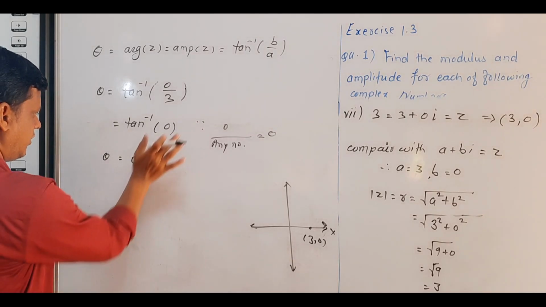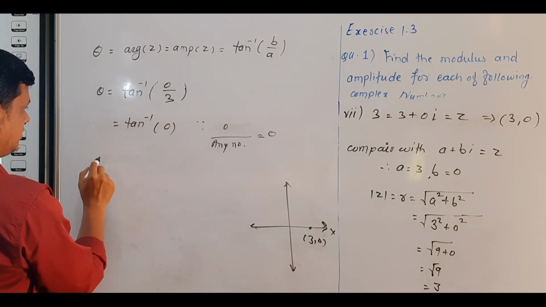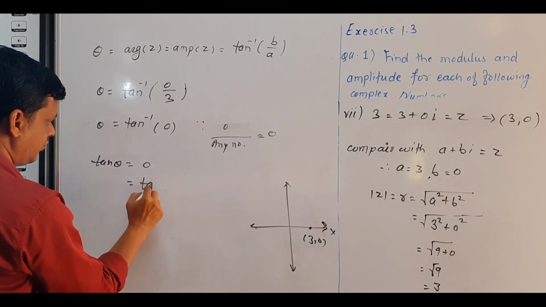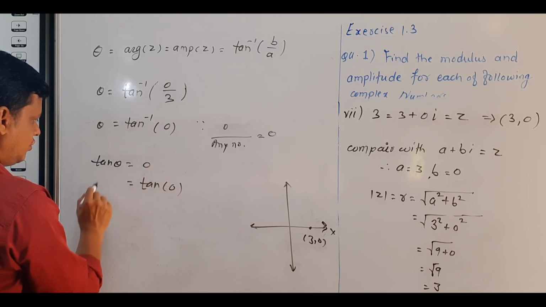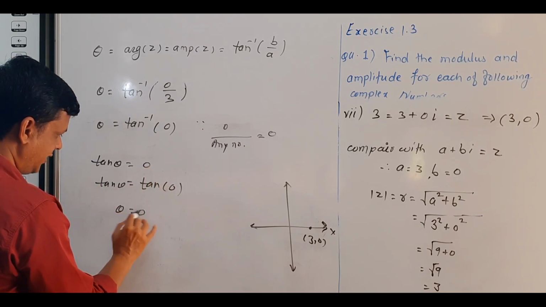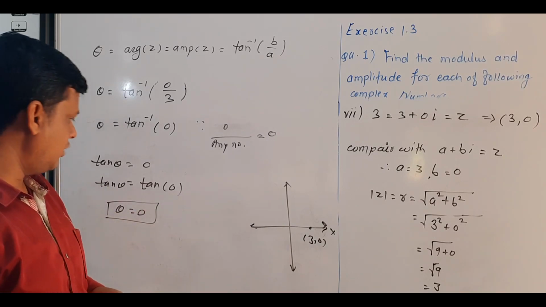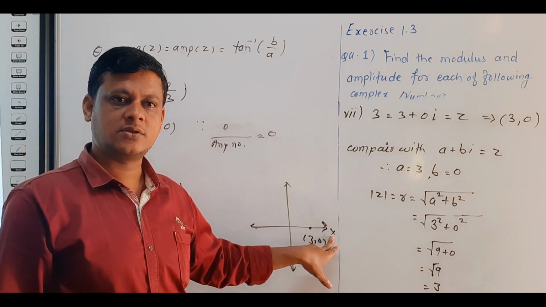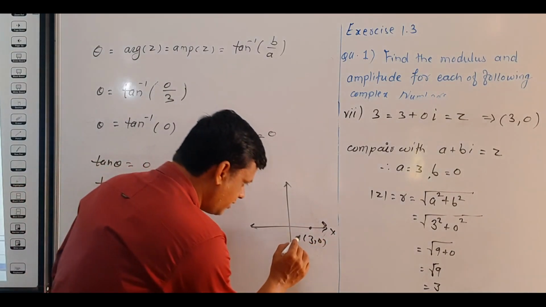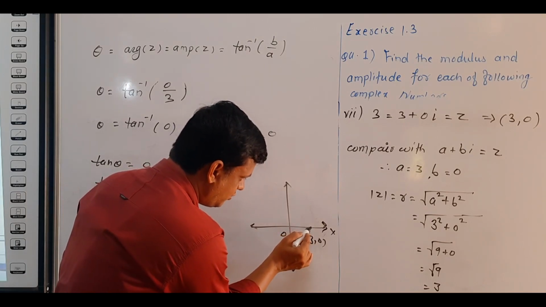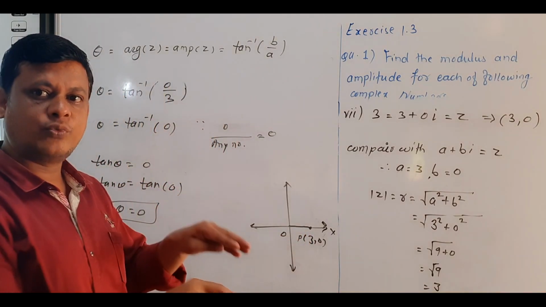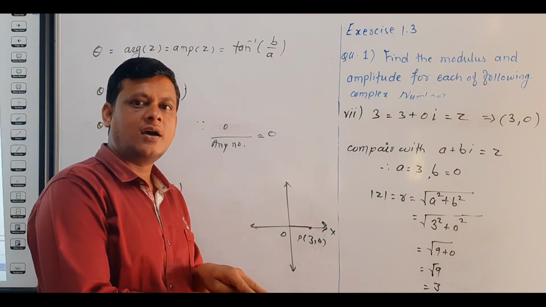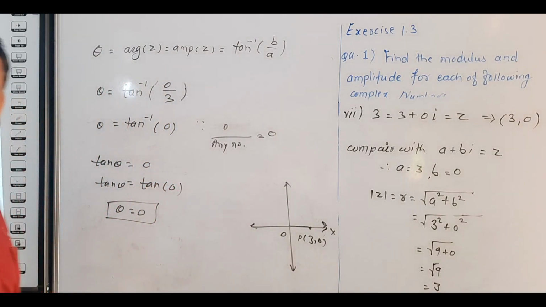You can write it here, or you can add one step more. When we transfer this tan inverse to the left hand side, we get tan theta is equal to 0. So you can write tan 0 is equal to 0. So after comparing, you get theta is equal to 0. That value we already confirmed here. This point (3, 0) lies on the positive x-axis. So the angle made by this point with the origin, this OP, is 0. Because both OP and the x-axis are coincident. So the angle between them is 0.